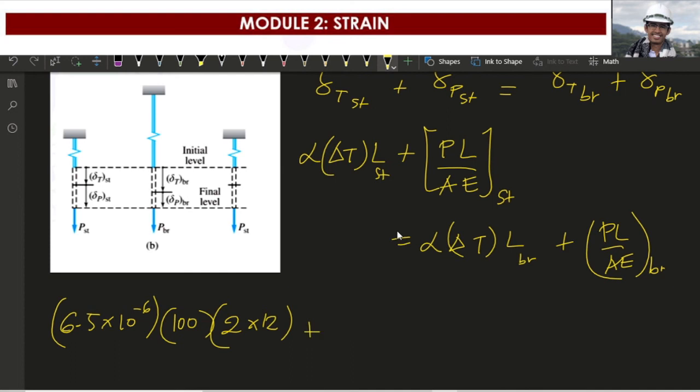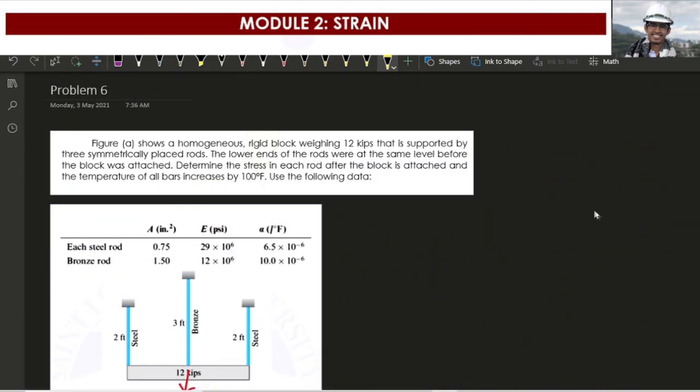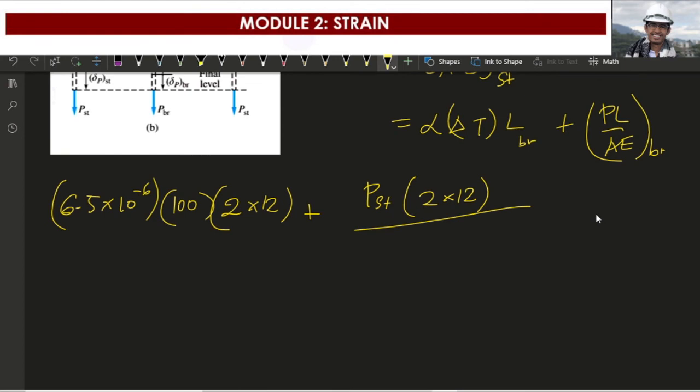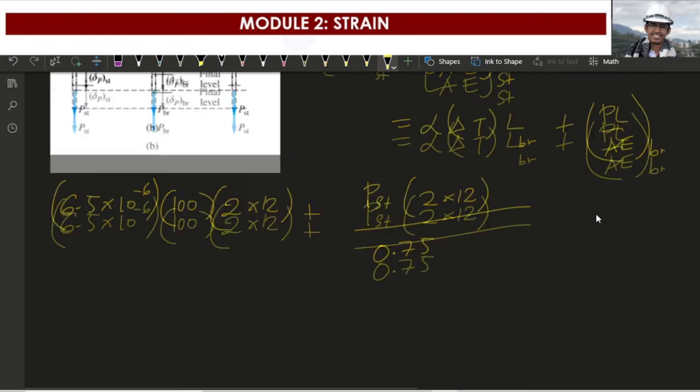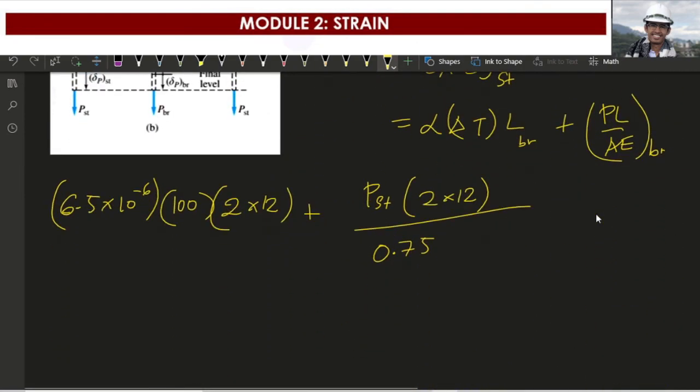Okay? So that will be 2 times 12 plus yung force ng ating steel. Tama? Times yung length niya, that is 2 times 12 then, over yung area ng ating steel. So yung area ng ating steel given 0.75 times yung kanyang modulus of elasticity, which is 29 times 10 raised to 6.